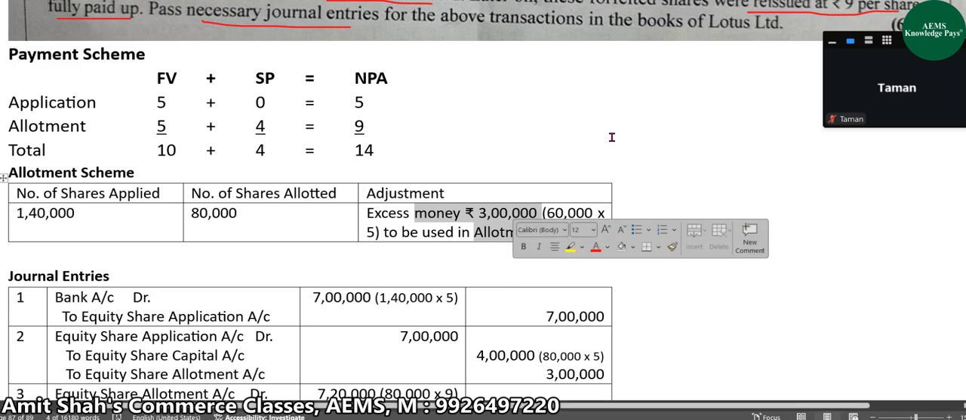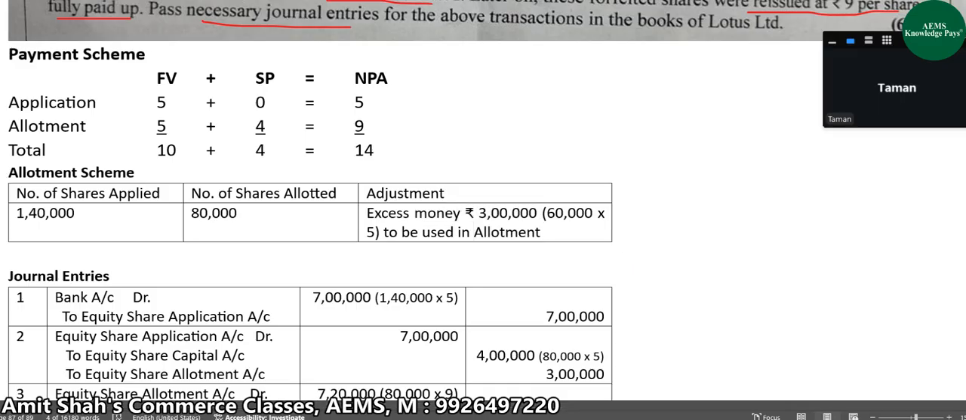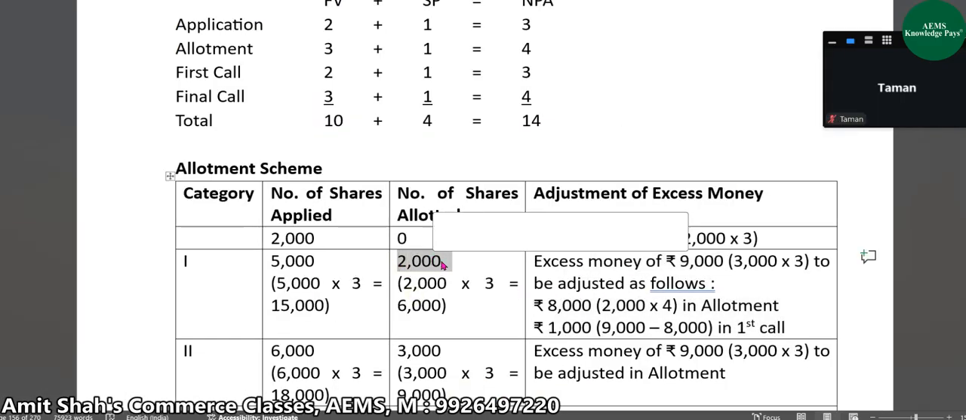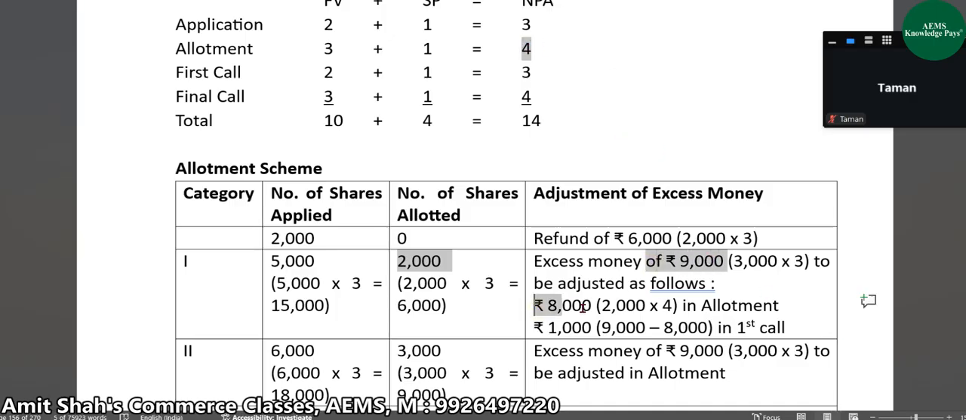You cannot divide excess money in allotment and first call as per your choice. Whatever excess money you have, you would be using it first, adjusting in the immediate next call, and the next call is allotment. But here, see, in allotment we require 8,000, but we have more than 8,000. That is why we are using excess money not only in allotment but also in first call.